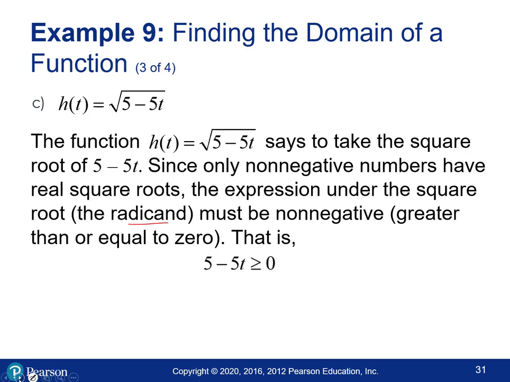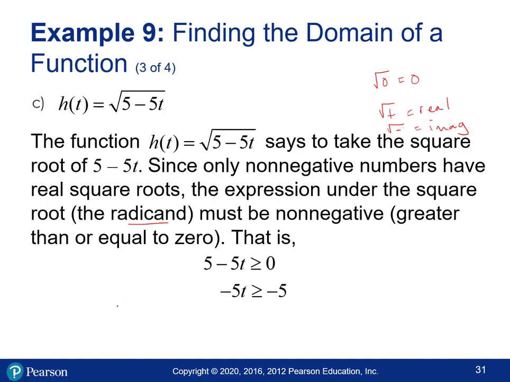And so we have to restrict that radicand and make it greater than or equal to 0. 0 is okay because the square root of 0 is real. It's just 0. The square root of anything positive is also real. The problem that we're trying to avoid is that the square root of anything negative is imaginary. So we avoid it by saying that we only want to take the square root of something 0 or more.